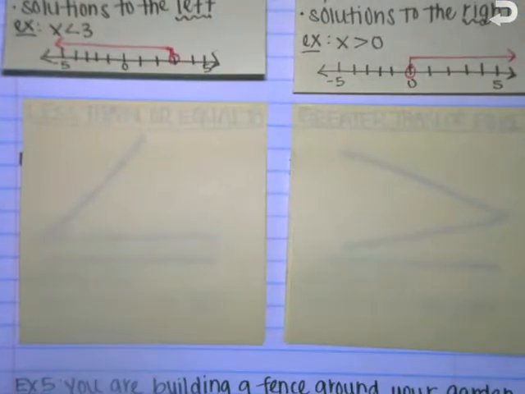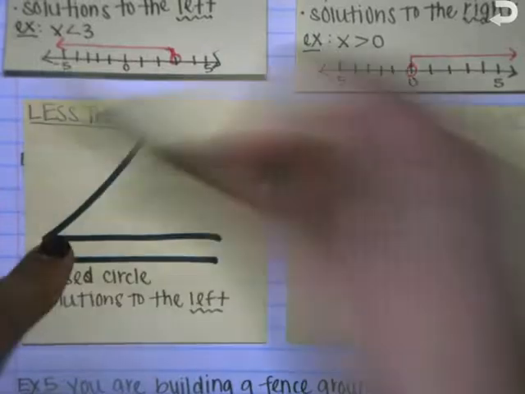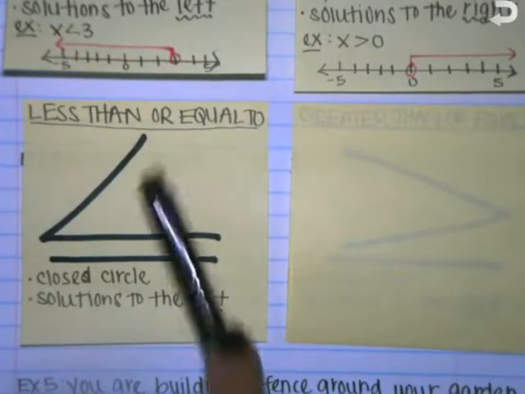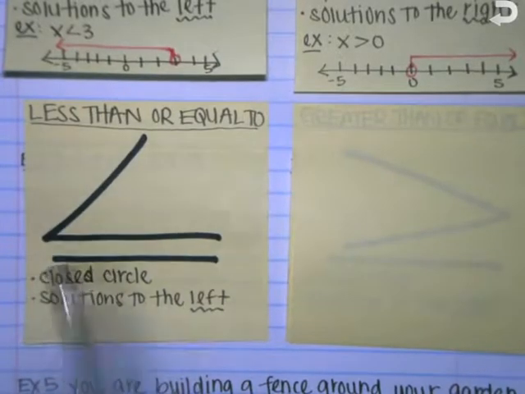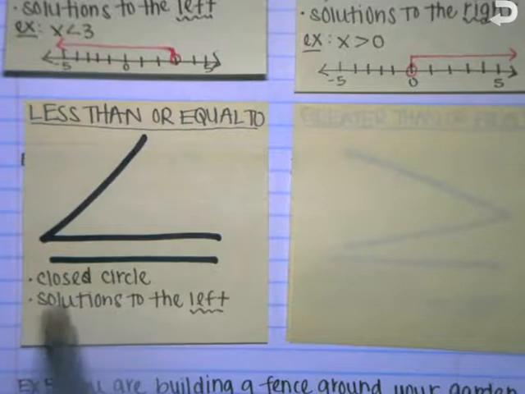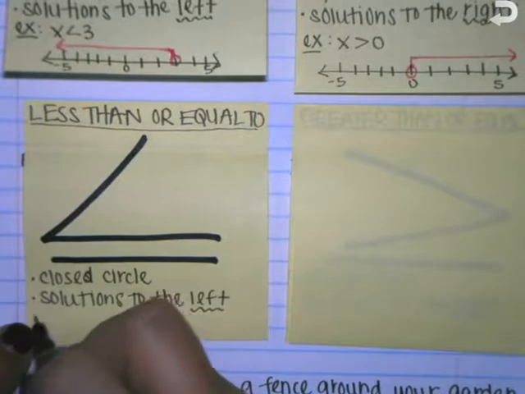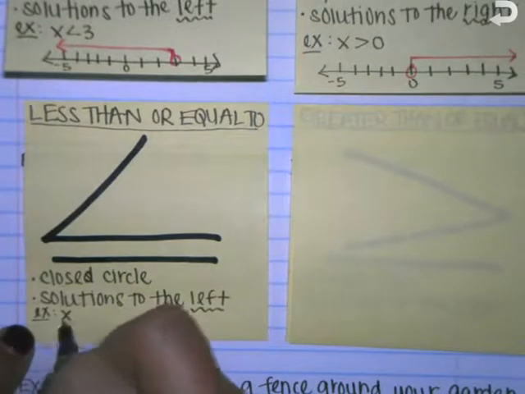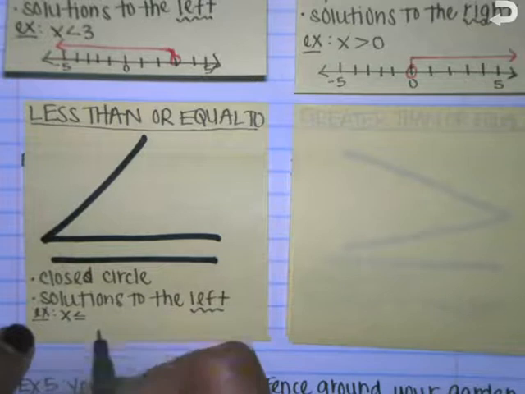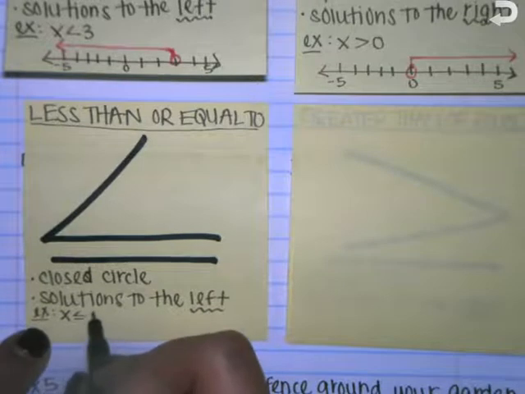So the next inequality, less than or equal to. It basically looks like a less than, and then we have half an equal sign underneath. Okay? If we are less than or equal to, we get to use a closed circle because our endpoint can be used as a solution. So that's what the closed circle means. And then it's less than, so your solutions are going to be going to the left. So the example I'm going to do is x less than or equal to, let's do 10.